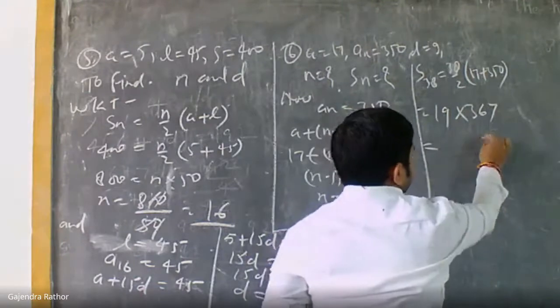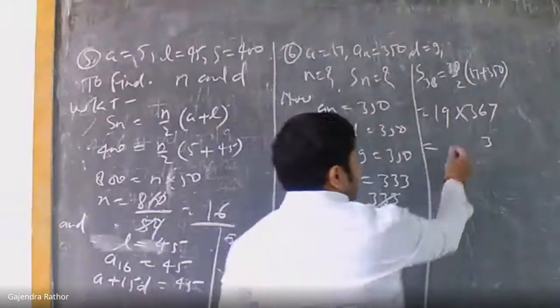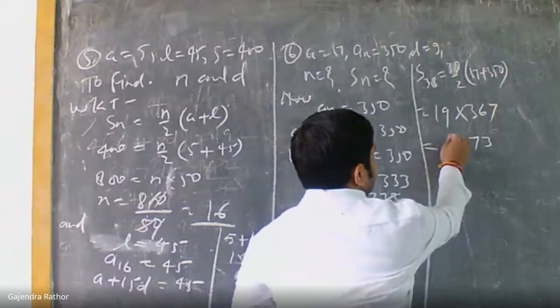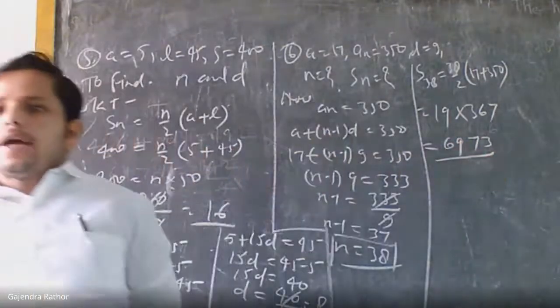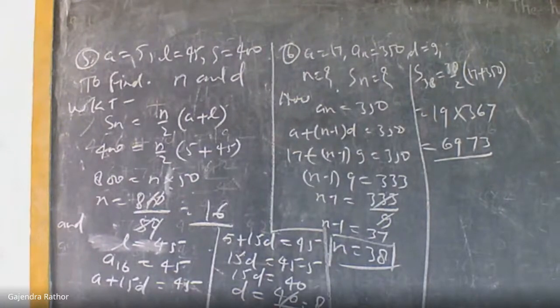So we can multiply: 9 sevens are 63, 3 carry 6, and so on. So 6973 is the sum of this AP up to 38 terms. Six nine seven three or 6937, which is the correct answer? Yeah, 6973 is the correct answer.